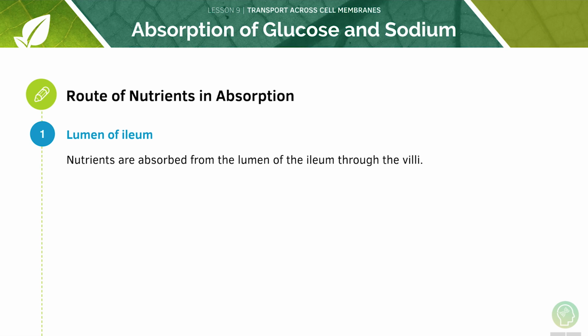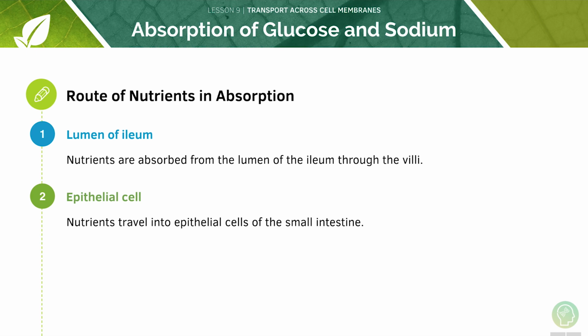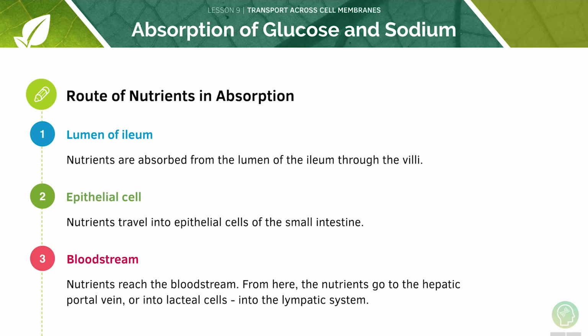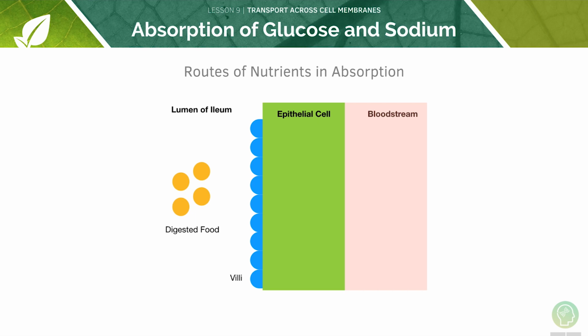Let's go through the route of nutrients in absorption. First, the nutrients are absorbed from the lumen of the ileum through the villi. Then, they travel into the epithelial cells of the small intestine. The nutrients will finally reach the bloodstream. From here, they go into the hepatic portal vein or into the lymphatic system. This diagram visually displays the steps we went through before. The nutrients are absorbed through the villi into the epithelial cell and then they go into the bloodstream.